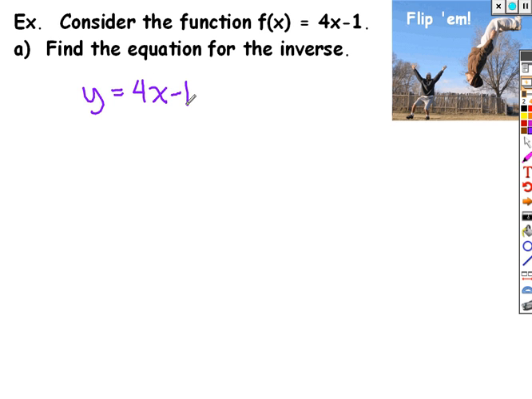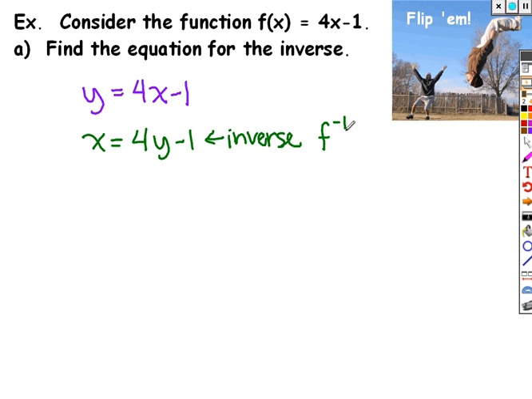If I want to find the inverse, keep in mind the domain and range should be switching, or the x and y values will be switching. So to find the inverse, all I need to do is switch the x and the y value. So this right now is actually the inverse equation, or I could call it f inverse. And now the only thing I want to do is clean this up.